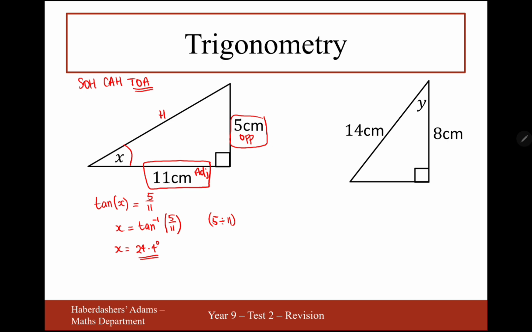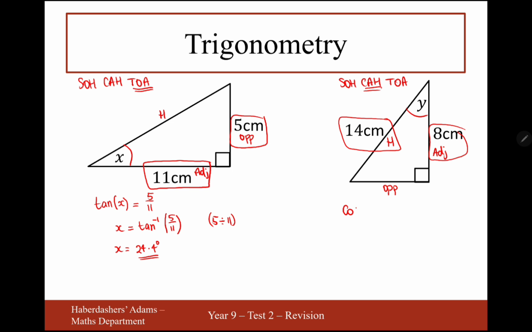Okay, so in this question here, we've got the hypotenuse. This side would be the opposite side, and this side here would be the adjacent side from where the angle is. So out of SOH CAH TOA, we've got the hypotenuse side, and we've got the adjacent side, so it's cos for this one.